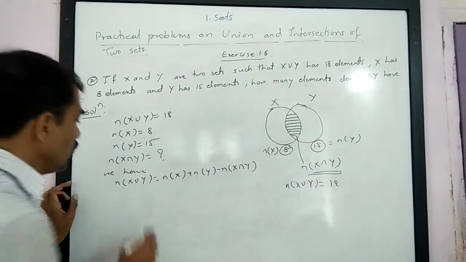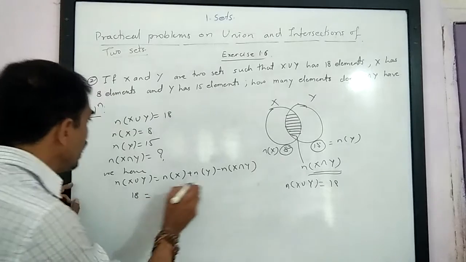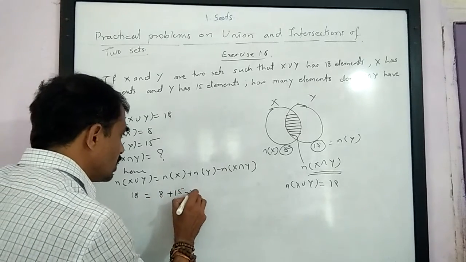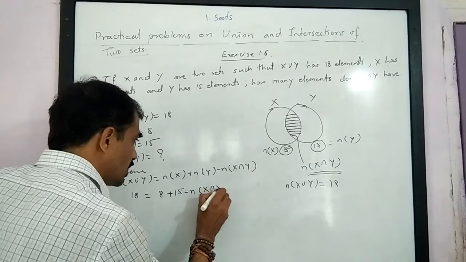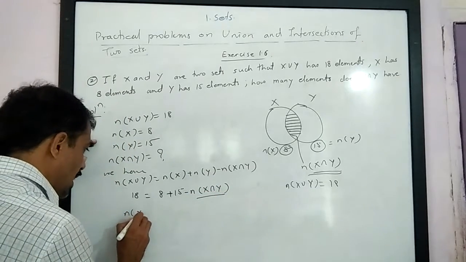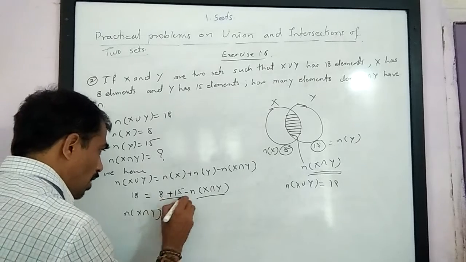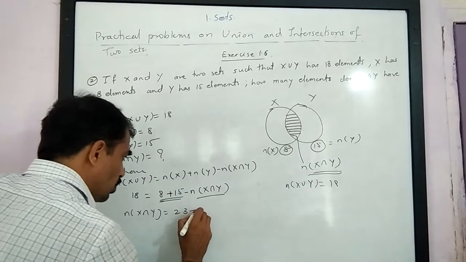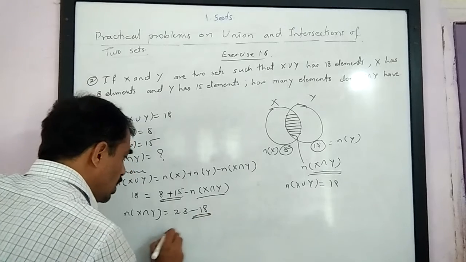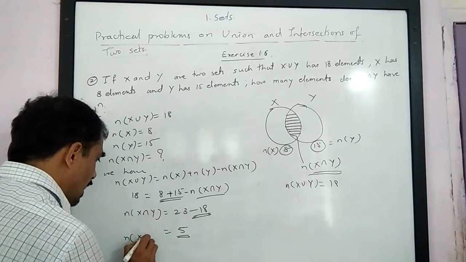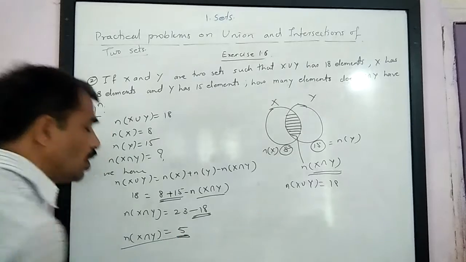So substituting the values, you will get 18 is equal to 8 plus 15 minus the number of elements in x intersection y. If you transpose this to this side, you will get the number of elements in x intersection y. Now 8 plus 15 is 23, and transposing 18 to the other side, it will become negative. So this is equal to 5. Thus the number of elements in x intersection y is equal to 5.